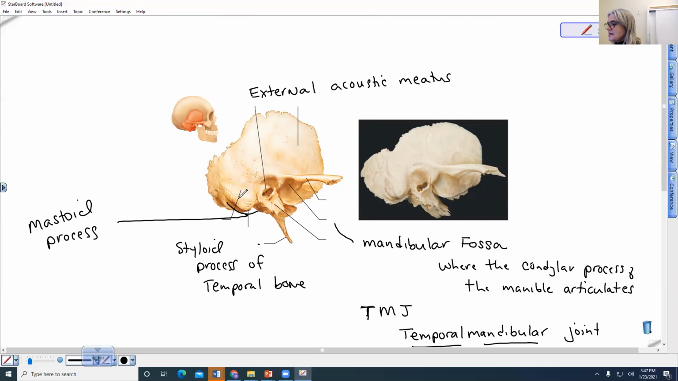This sometimes can get infected. It is filled with air. There are some air sacs in there, and you can get infection in there, which can be very, very dangerous because it's very hard for the body to fight an infection when it is located in this region. So this is the temporal bone and the bone markings that you need to be able to identify.